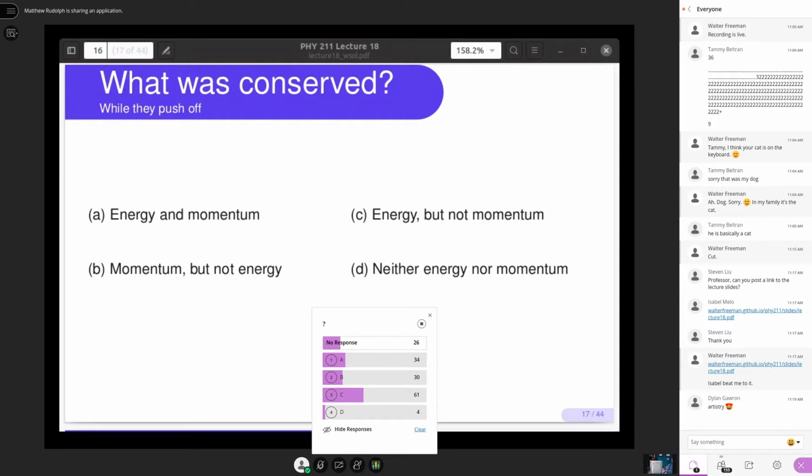All right, so the most popular answer is C, which is energy but not momentum. Next is A, which also has the energy conservation in there, and then B's close third. Okay, so almost everybody, well, not almost everybody, like 3/4 thinks energy is conserved. So why don't we talk about energy first? Does anyone want to offer a reason why you think energy is conserved? You can either raise your hand and we can let you talk, or you can just type if you want.